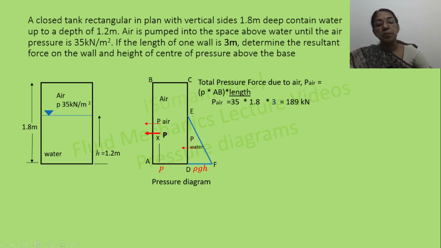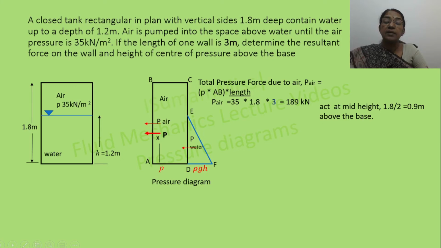Similarly, the total pressure force due to water can be calculated by calculating the area of this triangle. The area of this triangle represents the pressure force due to water per unit width, multiplied with the length of the wall, will give you the total pressure force due to water.